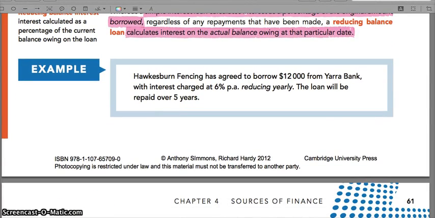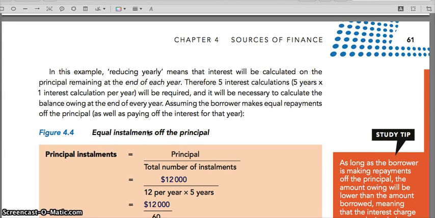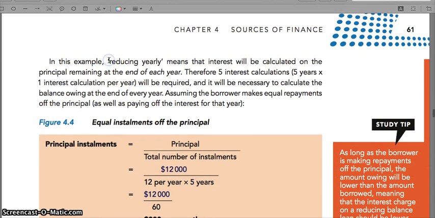So let's have a look at this example. Hawksburn Fencing has agreed to borrow $12,000 from Yarra Bank. Interest is charged 6%, reducing yearly. Okay, so we're reducing yearly. The loan will be repaid over 5 years. Because it's reducing yearly, it means the interest will be calculated on the principal remaining at the end of each year. Okay, so this means that 5 calculations of interest would be required.